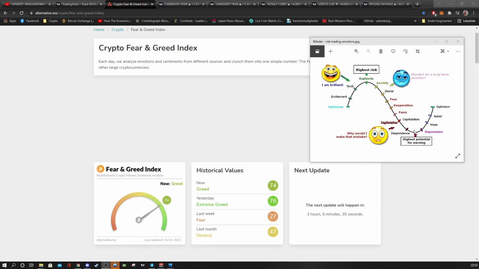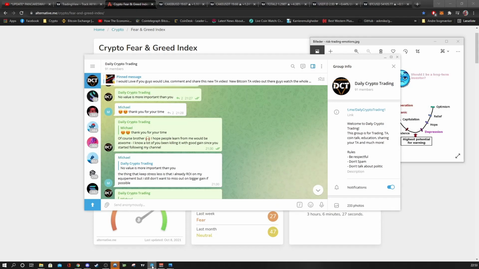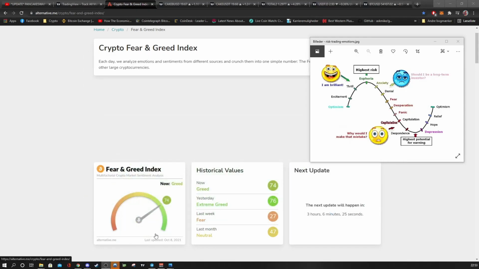So we'll go right over here, as the best time to buy is capitulation, when there's the highest potential for earning. I'm showing this in my Telegram almost every day. I'm showing you guys, again, join the Telegram group. I'm teaching all of this for free, guys.